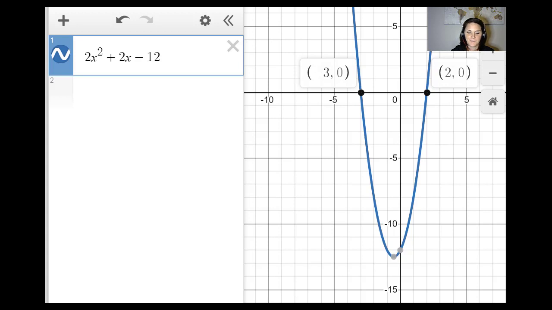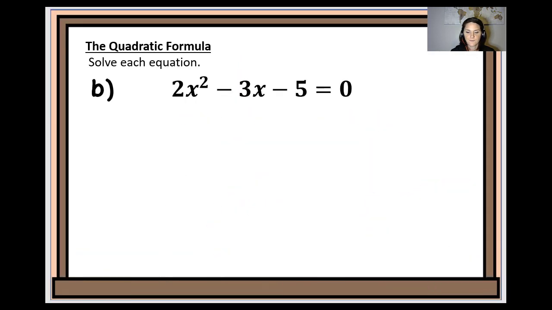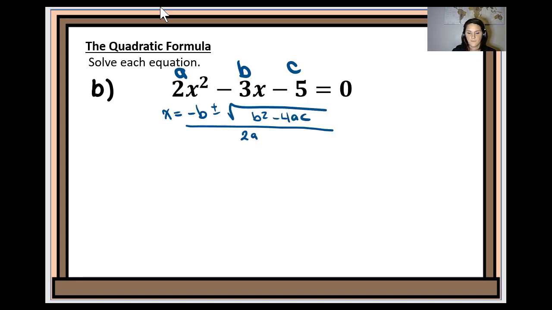Okay, next example. 2x squared minus 3x minus 5 is equal to 0. So 2 is the a, negative 3 is the b, and negative 5 is the c. Okay, so let's go ahead and substitute it into our formula. So just be careful here. Because our formula has a negative b and our b is negative, two negatives will make a positive.